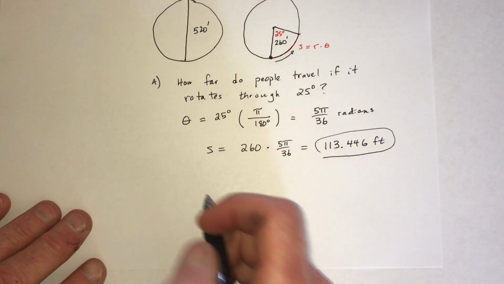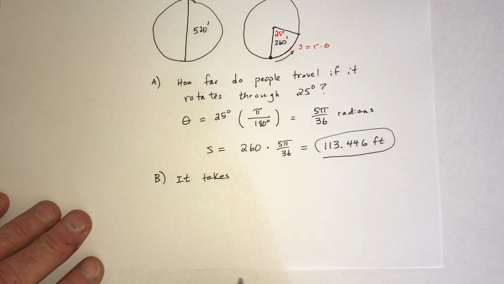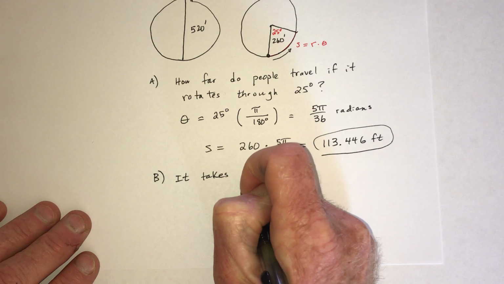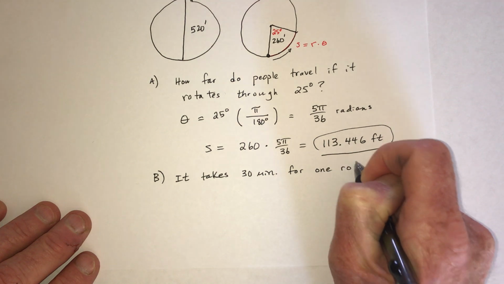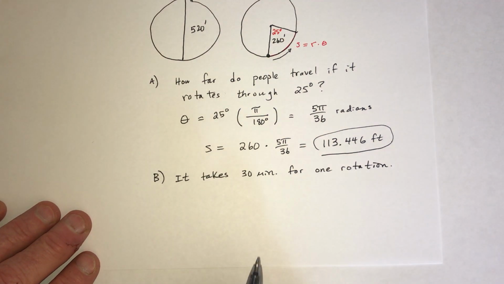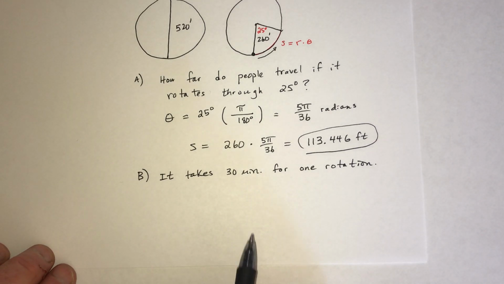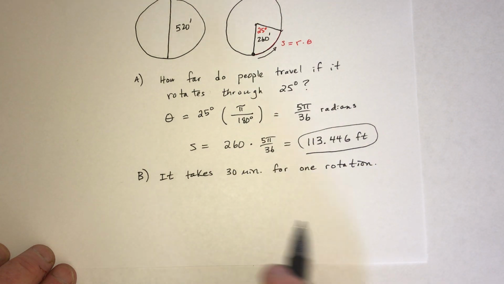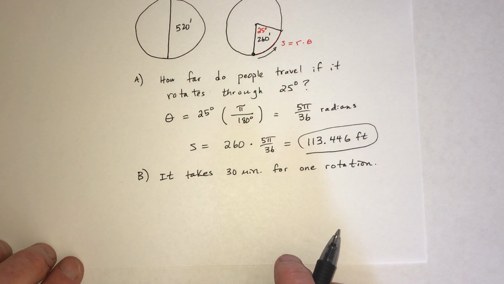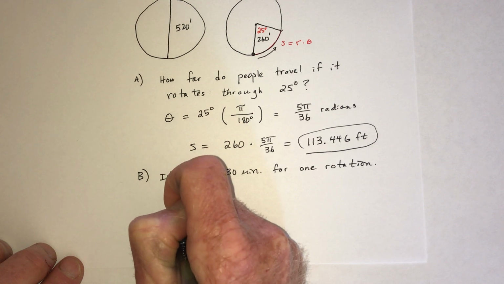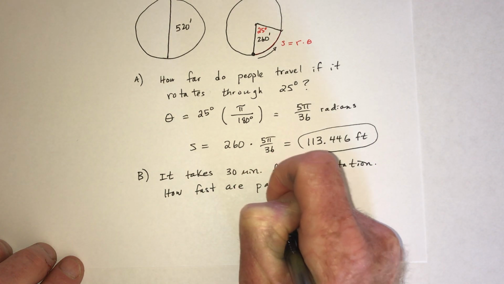Then for question B. So of course I Googled this up. It takes 30 minutes for one rotation. Because the idea is not that it's a thrill ride and you're supposed to go fast and get scared. The idea is that you're going up over Las Vegas and then you get to see the city and go, oh wow, look at that. Oh, look at that dude down there. You see that guy? So my question is, how fast are passengers traveling?